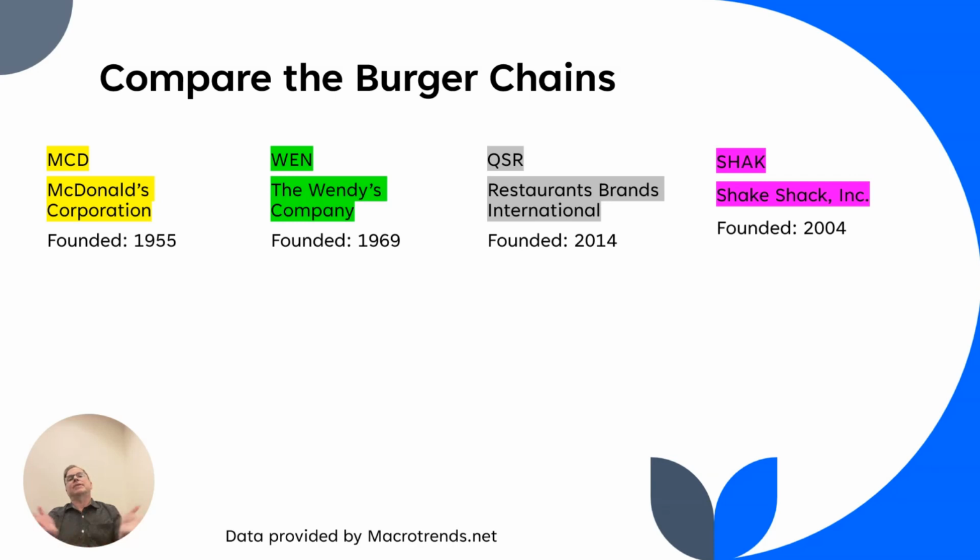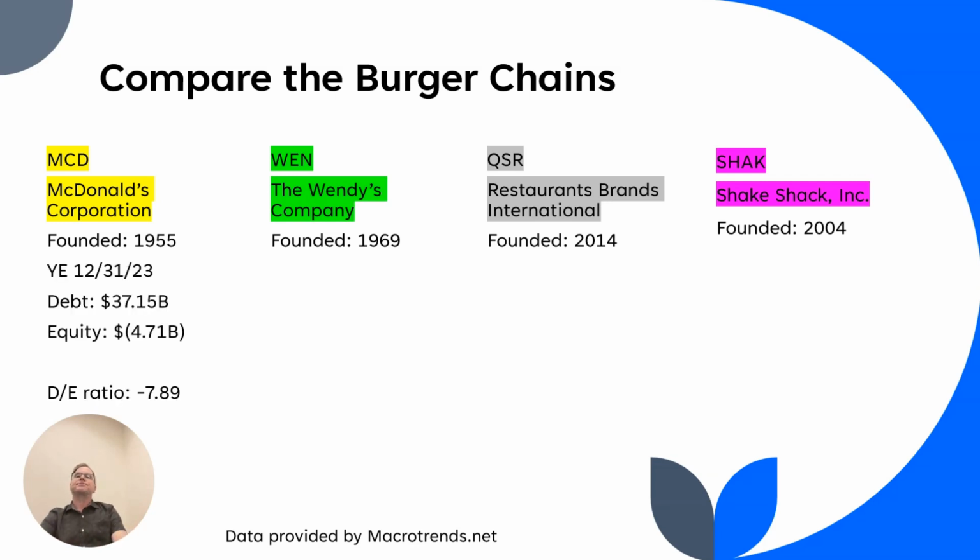Now here's the thing. Restaurant Brands International owns Burger King. They've been around a while, but QSR, or Restaurant Brands, formed after they bought Burger King, and Burger King was having some significant financial issues. So that's why it says they were founded in 2014, but we know Burger King's been around a lot longer than that.